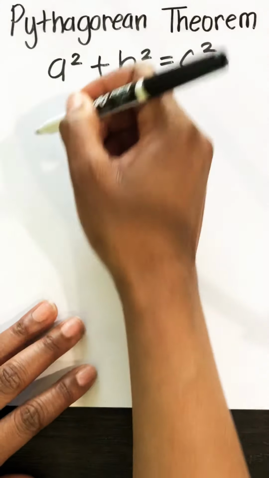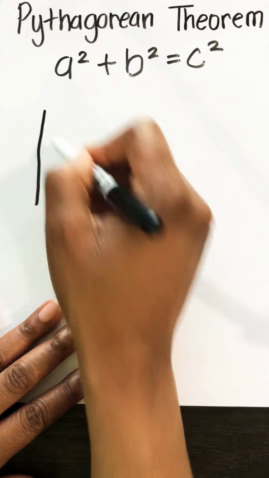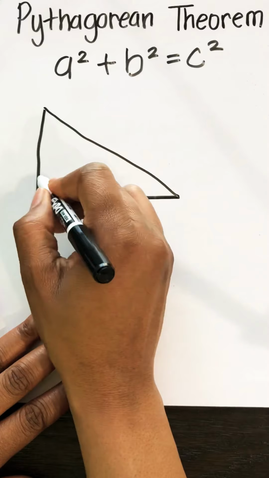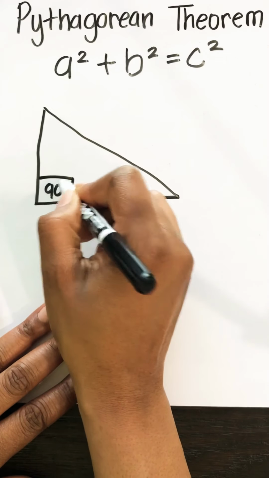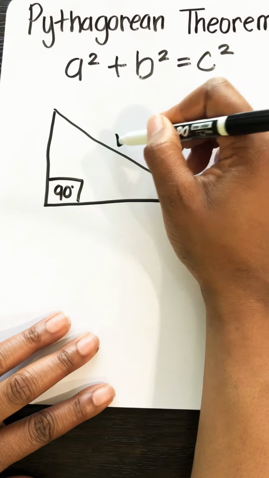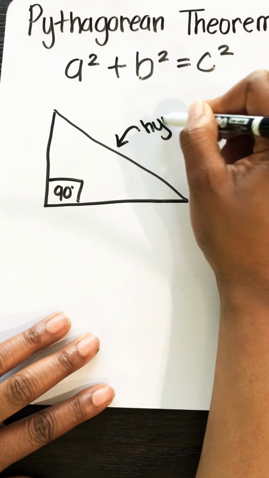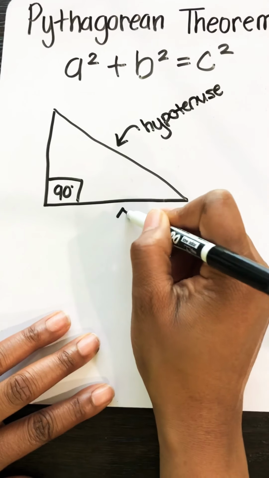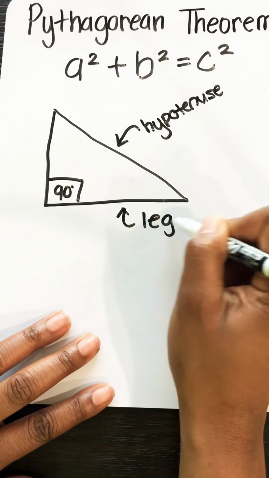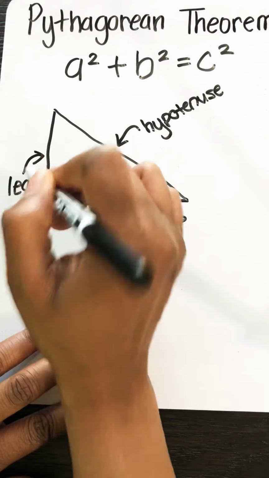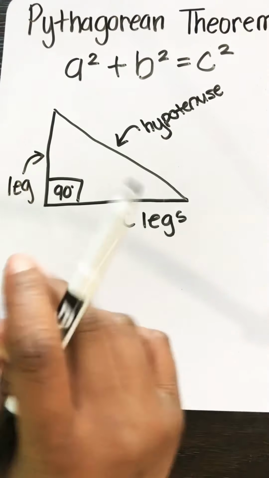Well, what it means is that when you have a right triangle, and we know this is a right triangle because it has a 90-degree angle there, your longest side is your what? Your hypotenuse. And then the two shorter sides are your legs. Okay, so I'm going to go ahead and label the parts of my right triangle. Okay, so I've got my hypotenuse and my legs.